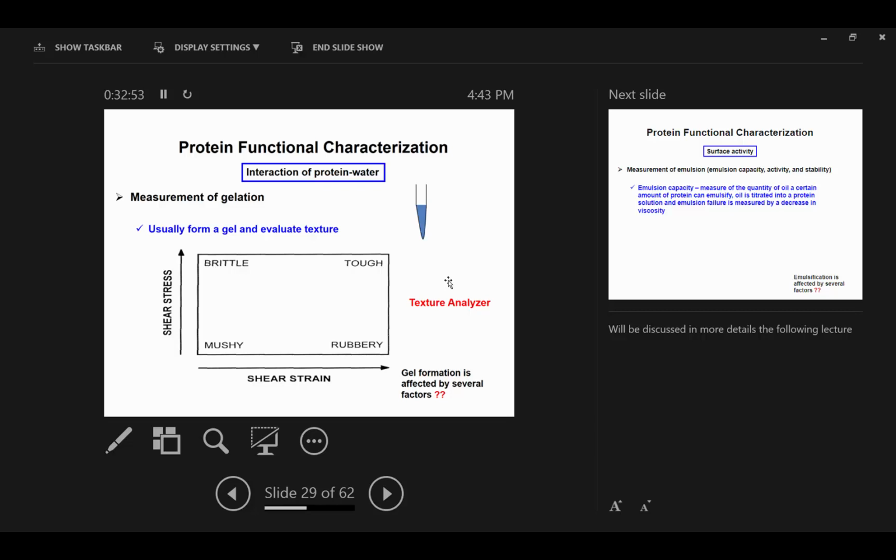pH. So you don't want the pH to be at the isoelectric point. You'll get a very gritty, granular gel. And you don't want it to be at the extreme. You won't get the protein to interact at extreme pHs because of the high net charge. You want somewhere in the medium, around the isoelectric point, a little bit further from it, and not too much of a charge. What else?